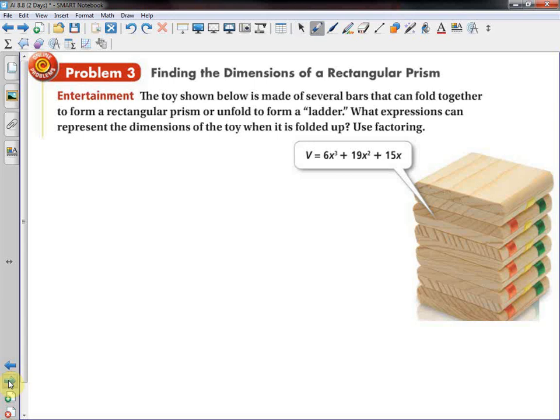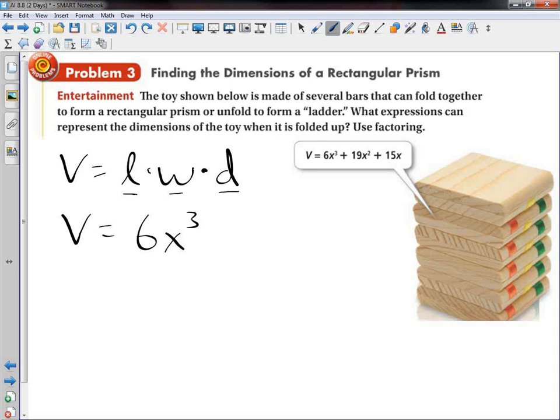Right? So let's use a little bit of, we have volume is equal to length times width times depth. And again, when we deal with these area or volume problems, we're factoring until we get that many terms. So we should probably have 1, 2, 3 things factored out. So let's start with what we have. We have volume is equal to 6x cubed plus 19x squared plus 15x.